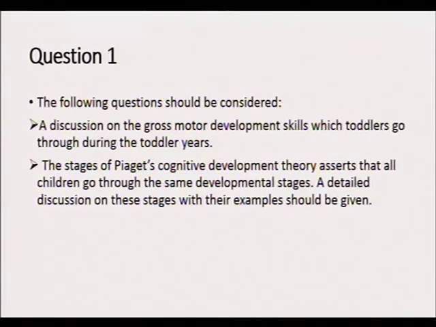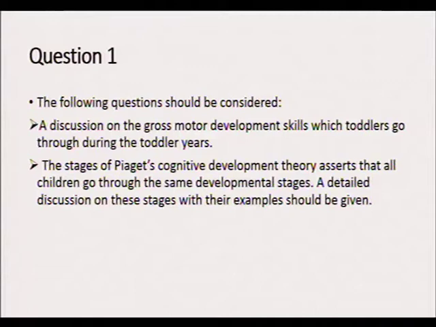Let's look at what you should expect in question 1. What should you consider in question 1? A discussion on the gross motor development skills which toddlers go through during the toddler years. You start off this question by giving a discussion on the gross motor development skills which toddlers go through during their toddler years. You know what we mean by a toddler. First find out what age group the toddler children are, and then discuss what the gross motor development skills are that these children go through. You discuss them thoroughly.